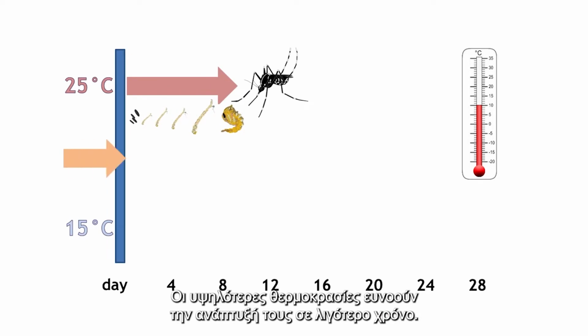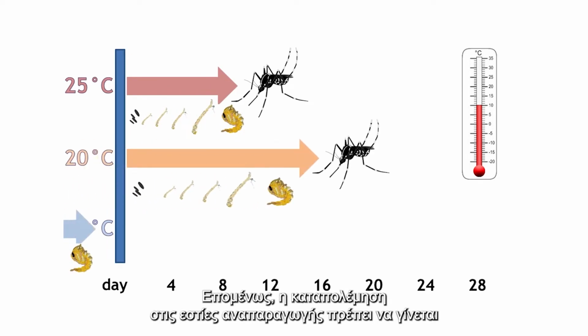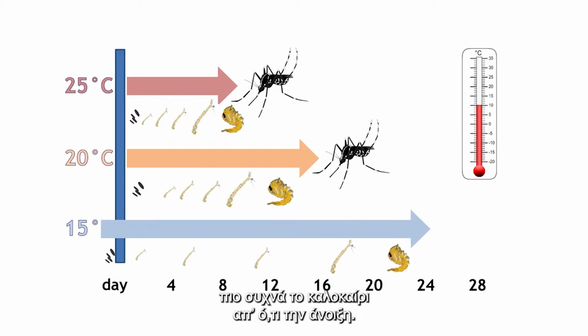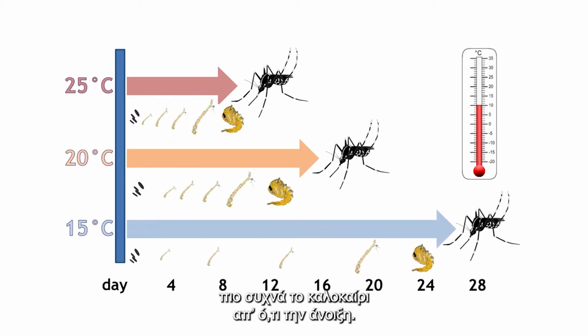Larvae and pupae develop in 1 to 2 weeks depending mostly on temperature. Higher temperature favors a shorter development time. Therefore, interventions on breeding sites must be more frequent during summer than during spring.